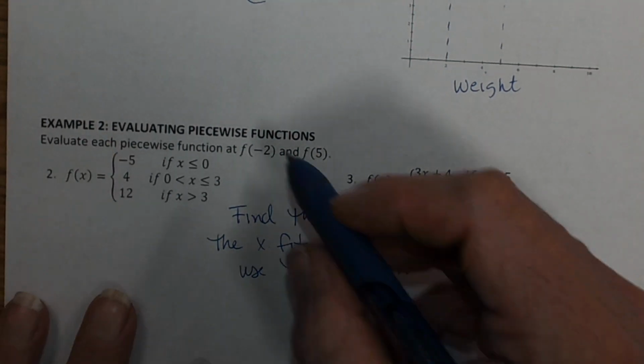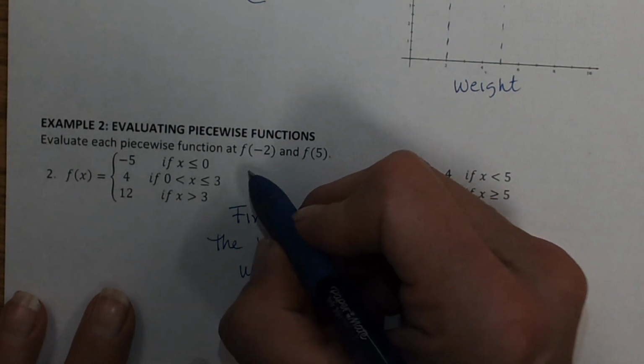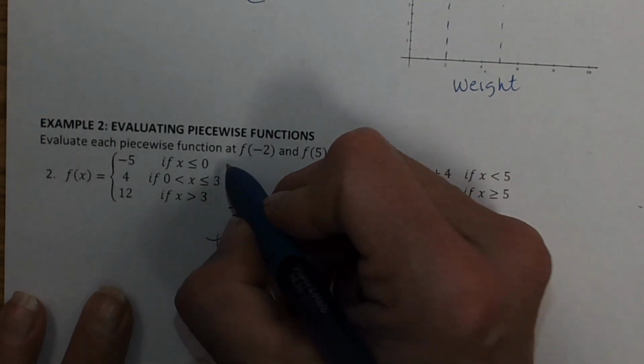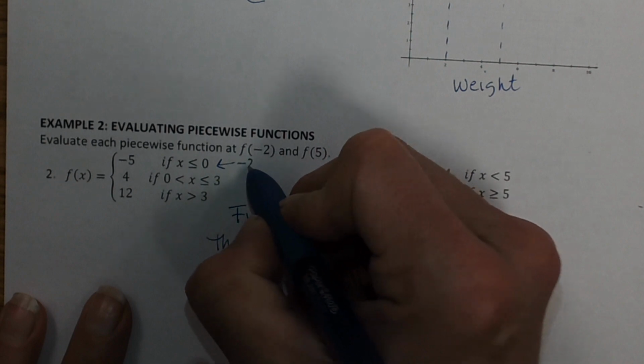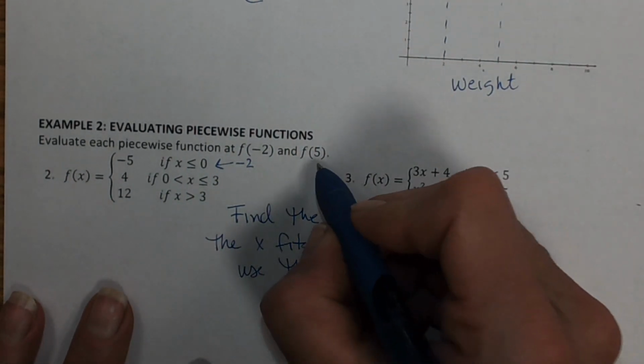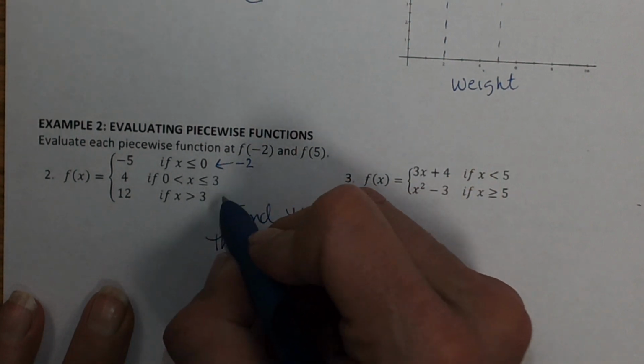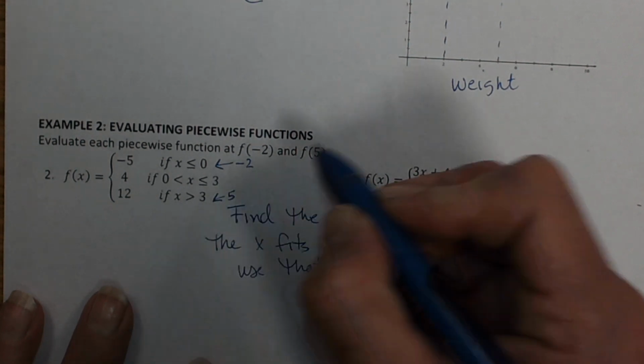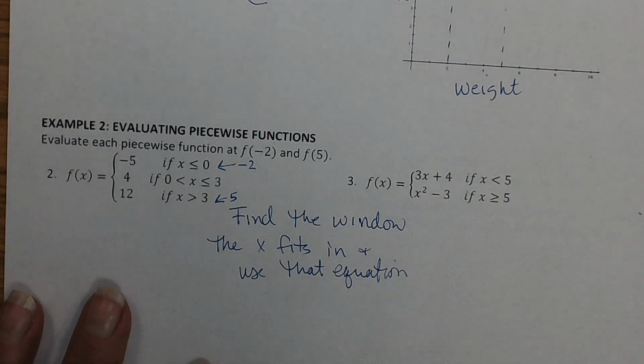Okay, so when we're looking at -2, well, where does -2 go? Well, -2 is going to go in this section because -2 is less than 0. And then if we want to do f of 5, where does 5 go? Well, 5 is greater than 3, so 5 has got to use that third window.